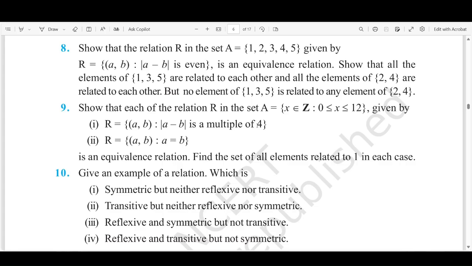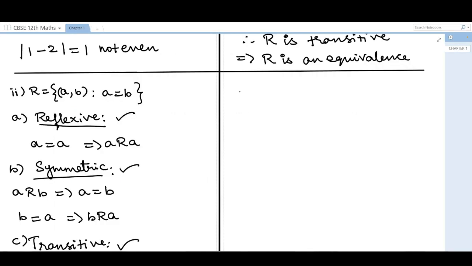Also, we have to find the set of all elements related to 1 in each case. So in both the cases, we have to identify the elements in the set A which are related to 1, such that for the first relation, we have to identify the numbers in the set A such that the difference between that number and 1 should be a multiple of 4. Before discussing that, we can also determine the elements in the relation for both the cases.